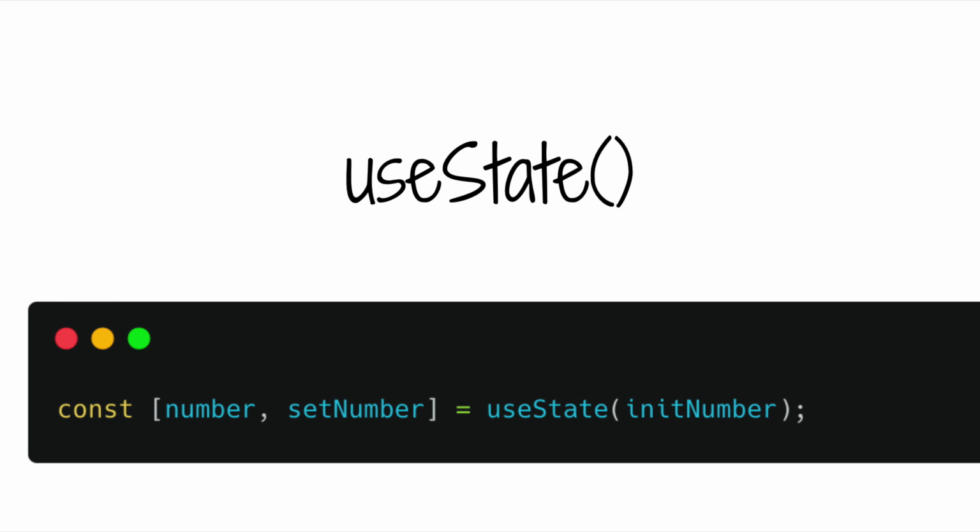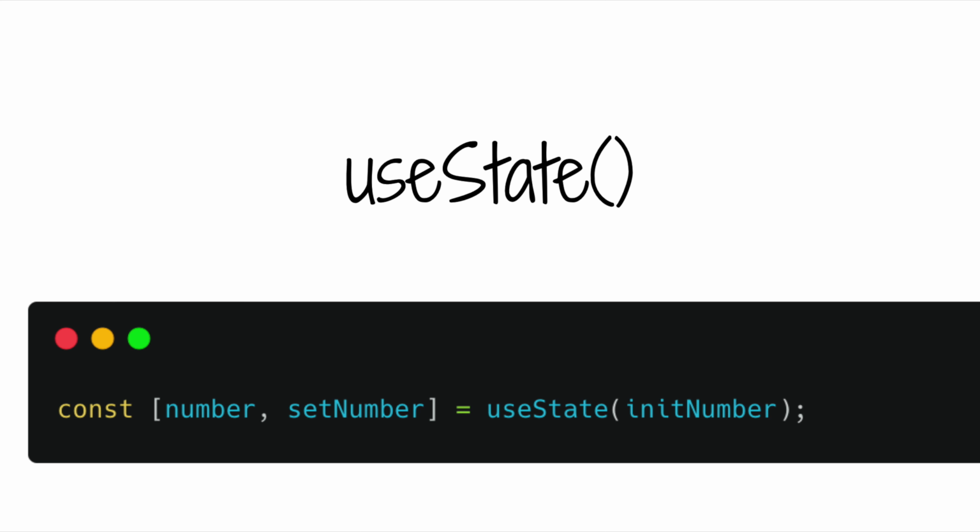So we are creating an array, and this array contains two values. The first one is like the value which we would normally keep in state, and the second one is like setter or updater, I would say. So we can use this set number to update the value of number in our example. Also, in useState, we are putting the initial value of, in our case, number.